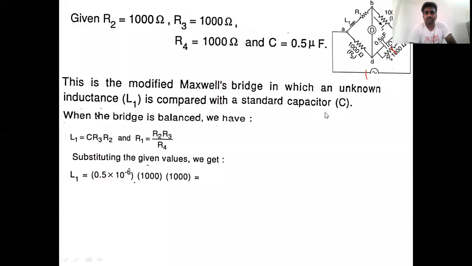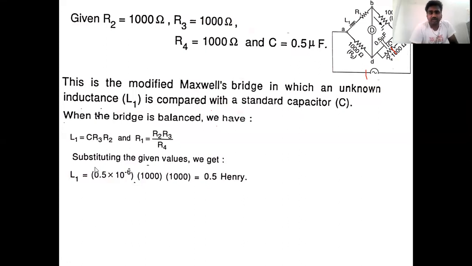0.5. Okay, 258 got 0.5 and 259 got 0.5. Can anyone verify the answer? Let me check. Right, 0.5 Henry. That is the unknown inductance.